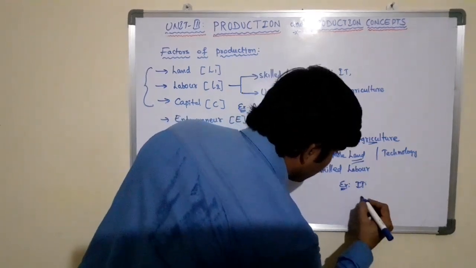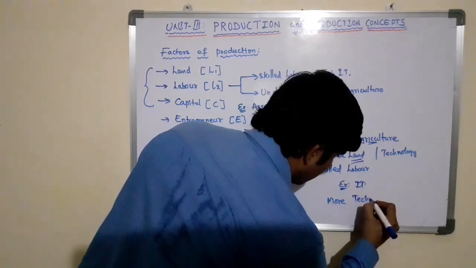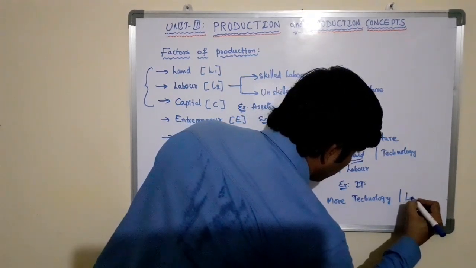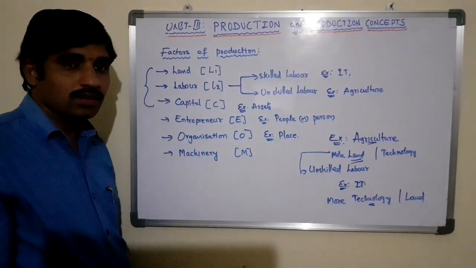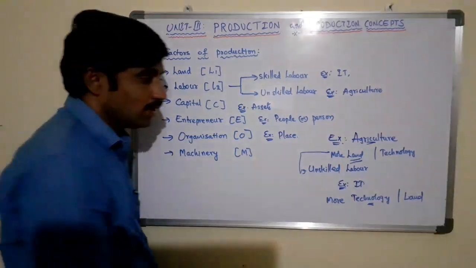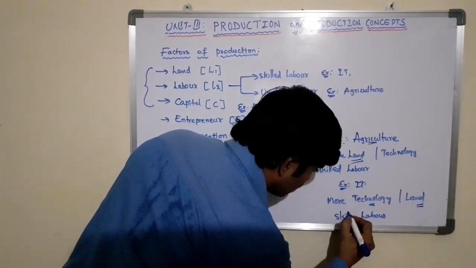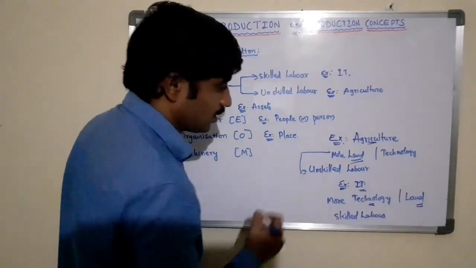instead of land, we require more technology than land. Here technology, in terms of computers, laptops and other technical equipment, is required more than land. And which type of labor is required here? Skilled labor is required to produce the products or services in the IT sector.